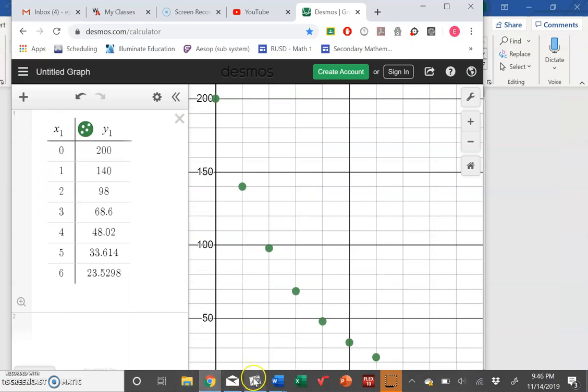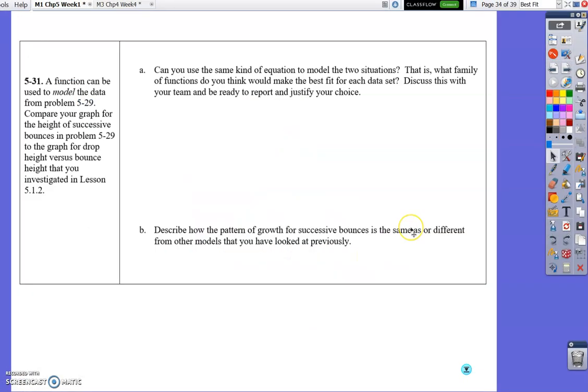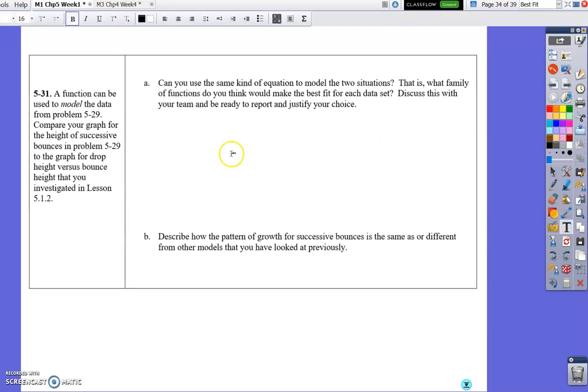Our next portion is this. A function can be used to model the data from problem 529. Compare your graph of successive bounces to the graph for height versus bounce we investigated. And the other one is different. We can use the same family. So remember, we tried to do the line yesterday and it just didn't really seem to make any sense. So we had to switch. We talked about how we would probably have to write the other equation. And yes, we're going to be using exponential functions here.